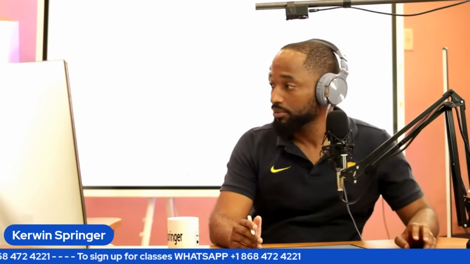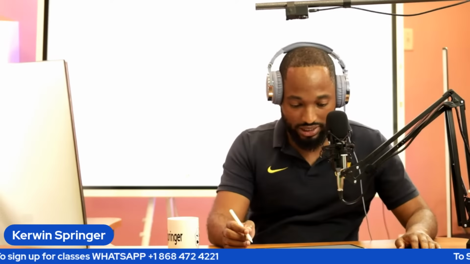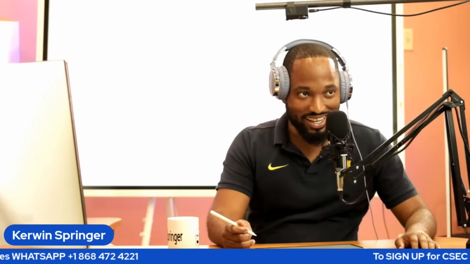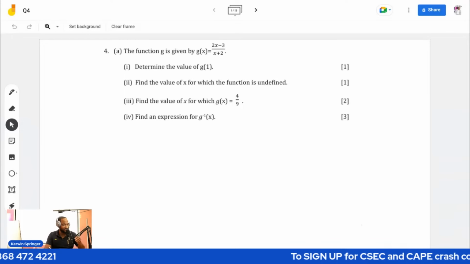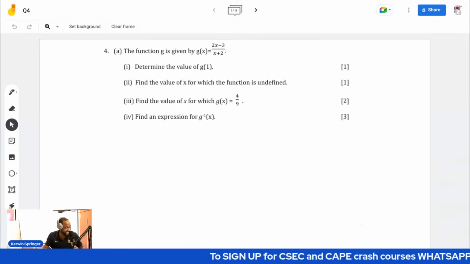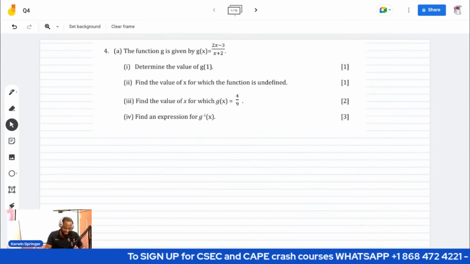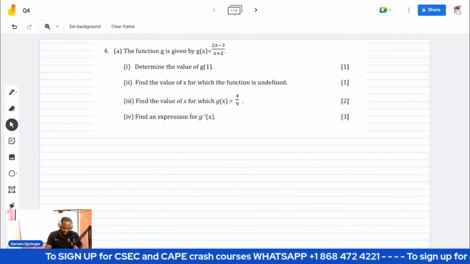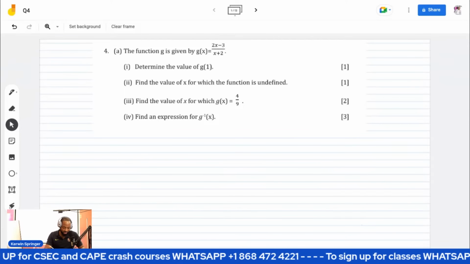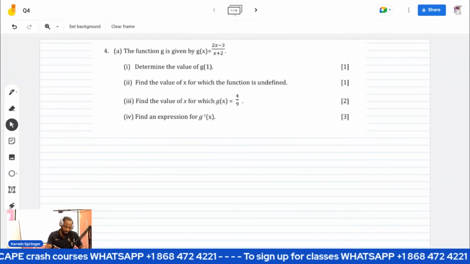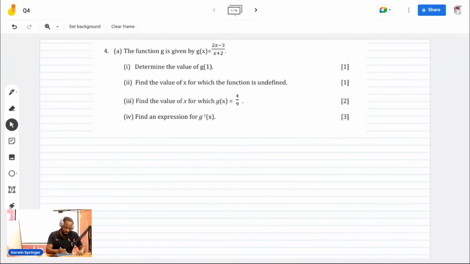So without any further talk, let me jump into this. I will share some lines on this here, so I could write, not freestyle writing. G of x is equal to 2x minus 3 over x plus 2, and we're going to determine the value of g of 1. So it's functions, and it's what we call substitution. And you all know how to do this.